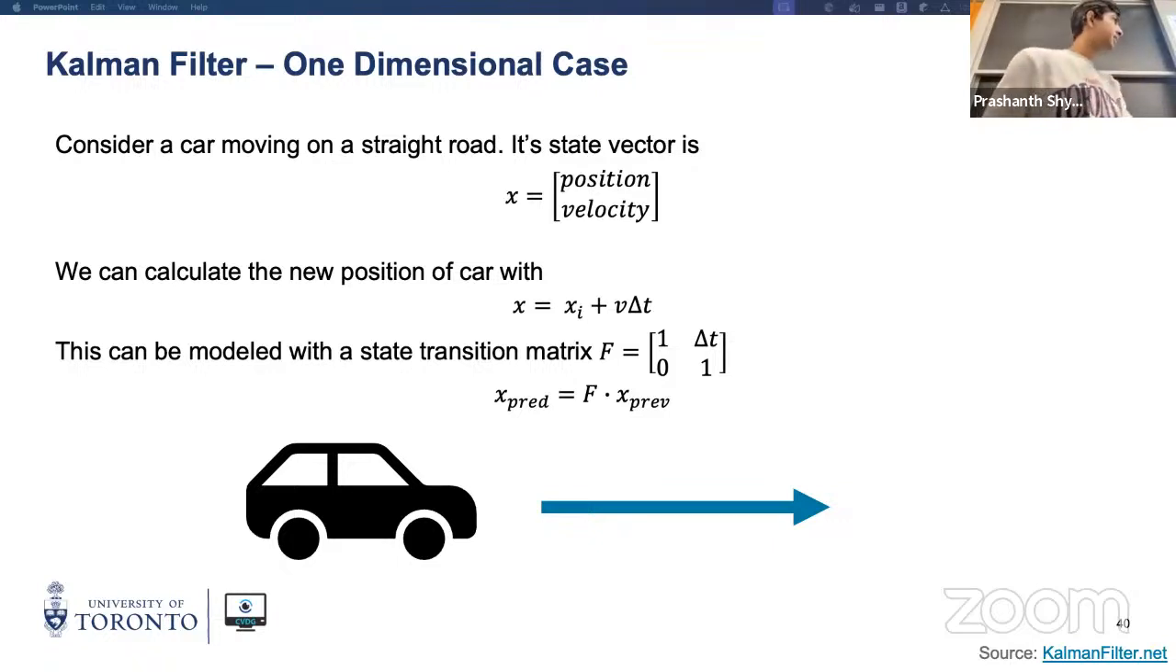So the car has a position and velocity, and the distance of the car at a time t can be modeled with the equation x_i plus v times delta t. In our case, we just ignore the initial x_i for simplicity. The matrix F is called the state transition matrix. It just defines this equation in a matrix format. So given the previous position of our car, multiplying it with this matrix gives us the new prediction, and this prediction is a vector: the position along with the velocity.